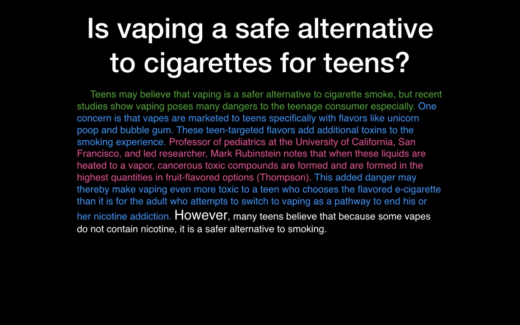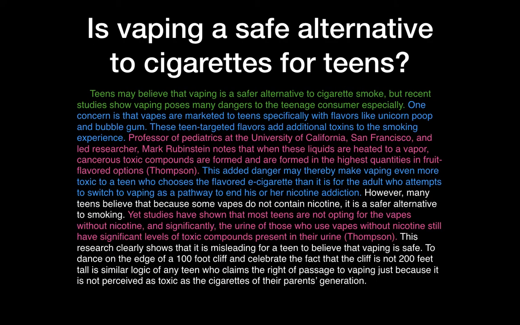So let's continue our sample paragraph. Here is our transitional word. Remember, we said that this added danger may thereby make vaping more toxic, I'm reading the second blue sentence, to a teen who chooses the flavored e-cigarette than it is for the adult who attempts to switch to vaping as a pathway to end his or her nicotine addiction. Here's my transitional word. However, many teens believe that because some vapes do not contain nicotine, it is a safer alternative to smoking. So, here's my next, that's kind of explain it, where I'm introducing my second example.